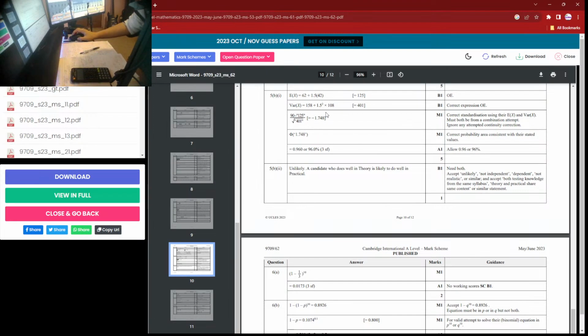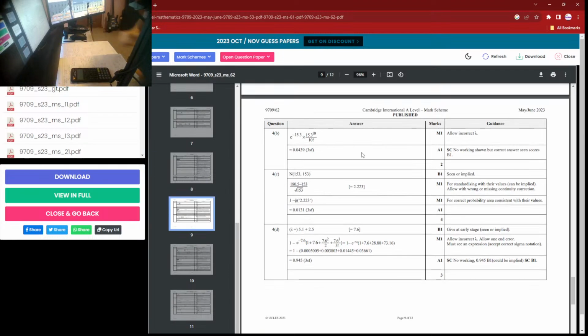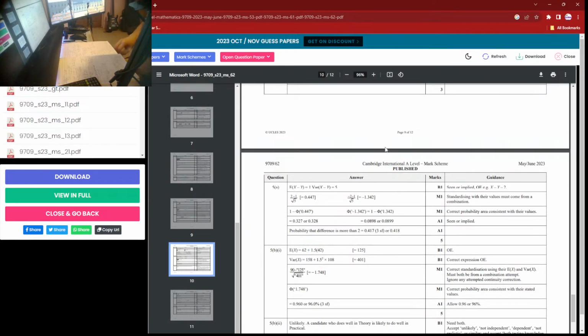90 minus 125. Oh, he squared it. Oh, it's 1.5 times of that. Okay, that's my mistake. No, I'm supposed to square it. I was thinking of whether I'm supposed to square it or not. Turns out, yeah, you have to square it. Okay, 5a. What's my answer? 0.328. Alright. Oh, probability that difference is more than 2 is equals to. Oh my gosh. Oh no.